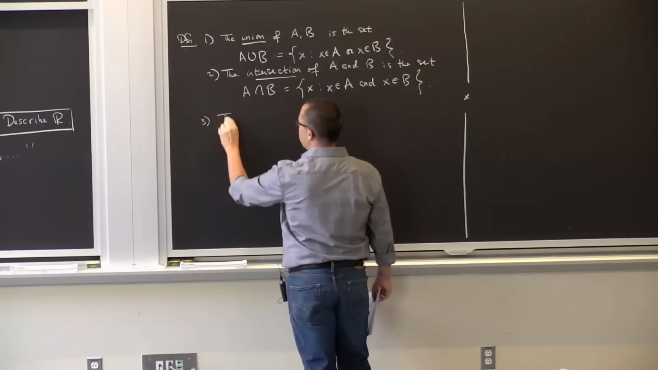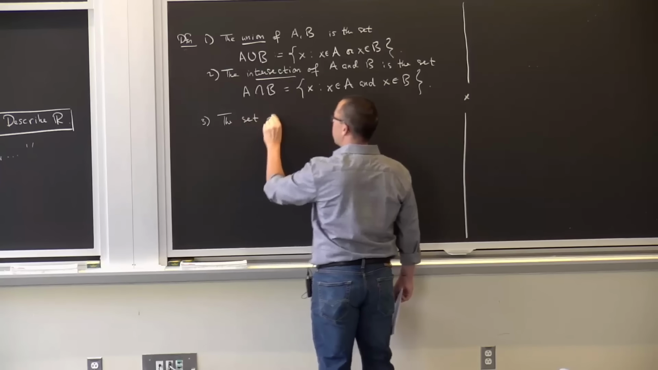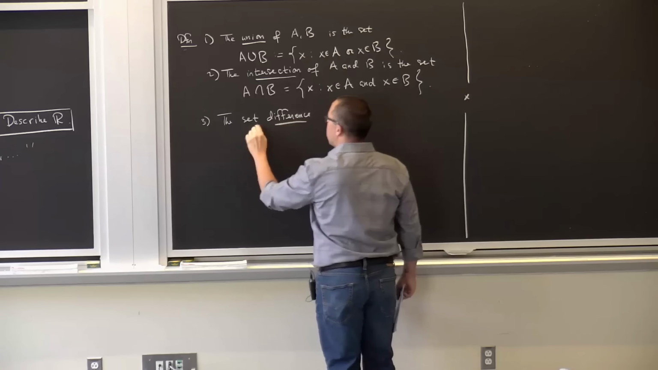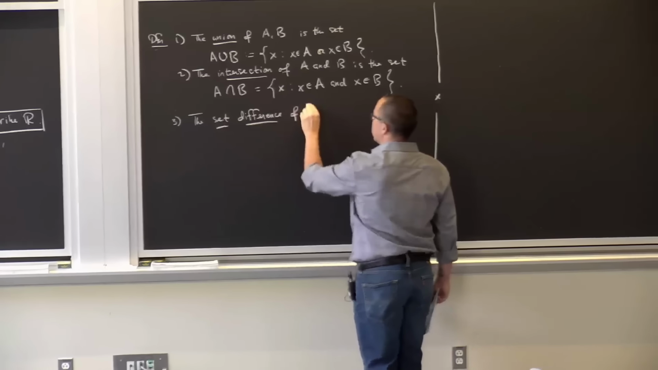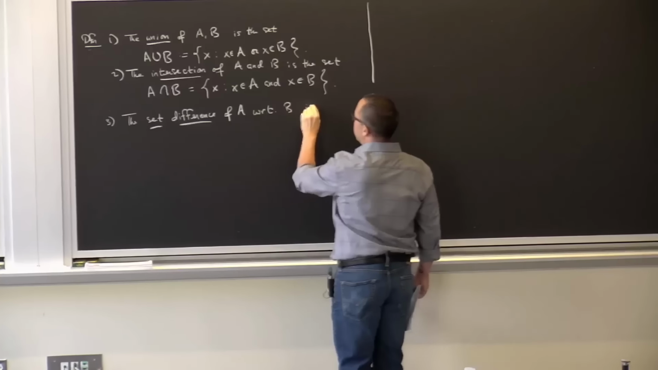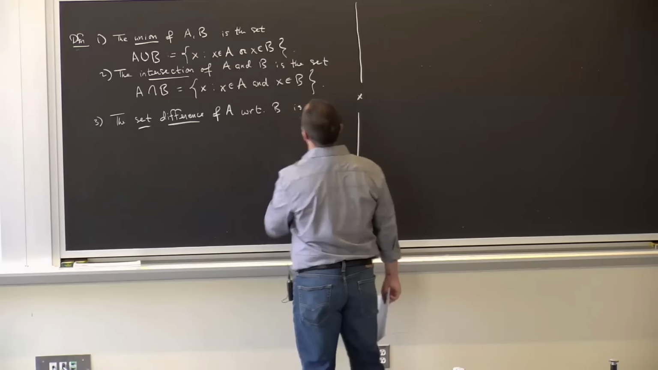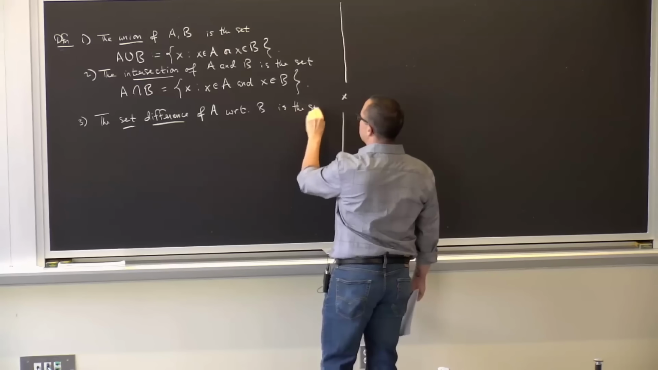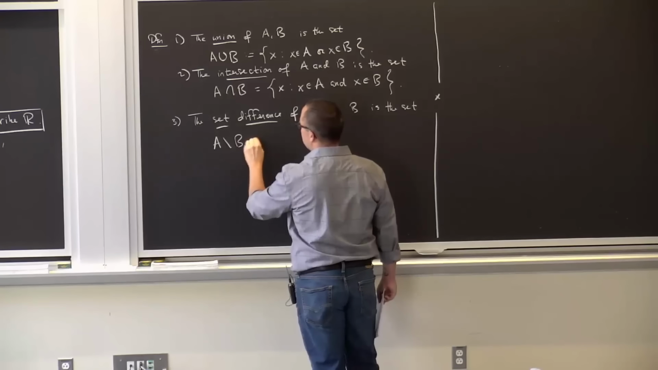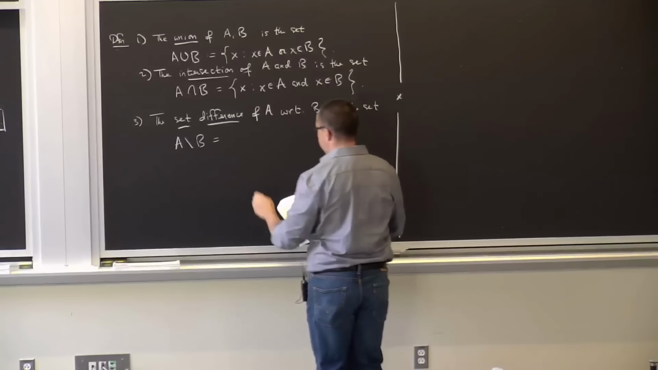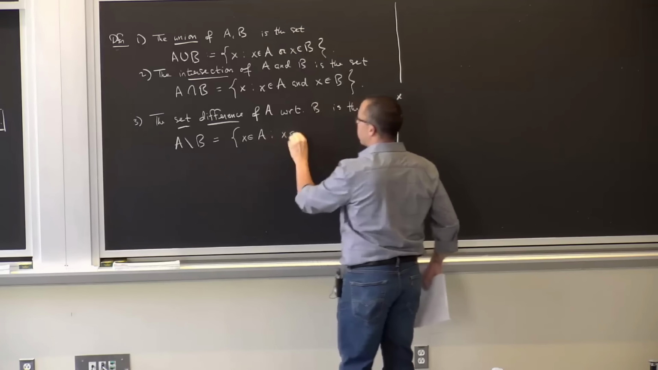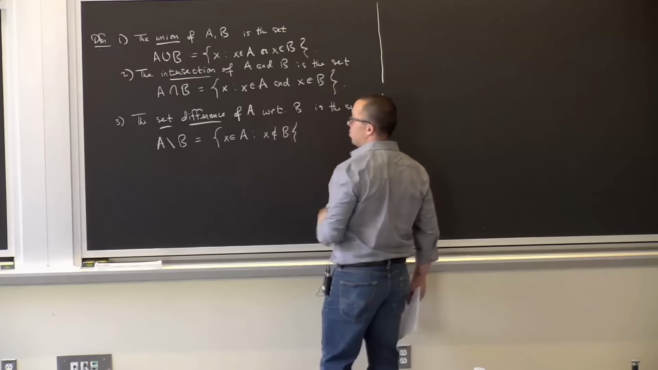The set difference of A with respect to B is the set A backslash B. This is the set of all elements in A such that x is not in B.